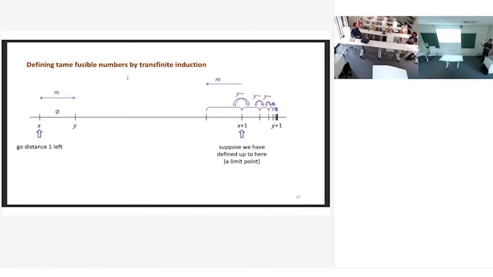Now imagine that after y, there's another fusible number, but closer together, and then you still have an infinite sequence that converges to something. So you have to apply this argument infinitely many times to get to that limit plus 1. After you did it infinitely many times, you keep going. It can sound weird, but mathematically it's okay. That's how transfinite induction works.